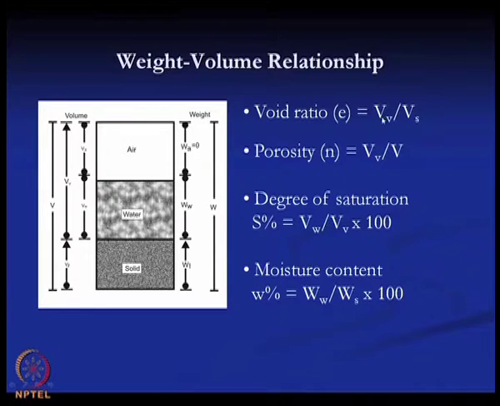Void ratio is defined by volume of void divided by volume of solid. Similarly, porosity is defined as volume of void divided by total volume. So, we can say here that the void ratio E is the volume of void divided by volume of solid. So, E value can be greater than 1, but porosity, if we look at the definition of the porosity, that is volume of void divided by total volume. So, the volume of void cannot be greater than the total volume. So, the porosity cannot be greater than 1.